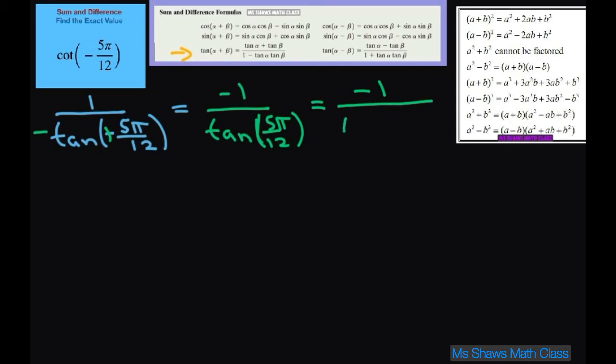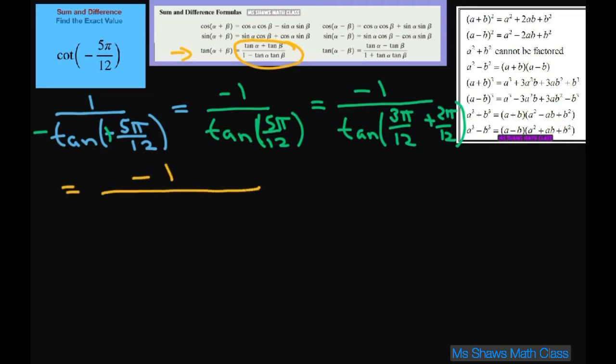So I'm going to do tan of 3 pi divided by 12 plus 2 pi divided by 12. And then I'm going to use this formula for my denominator. So I'll reduce this while I do the same thing. So this is going to equal negative 1, then we have tan of alpha plus beta.